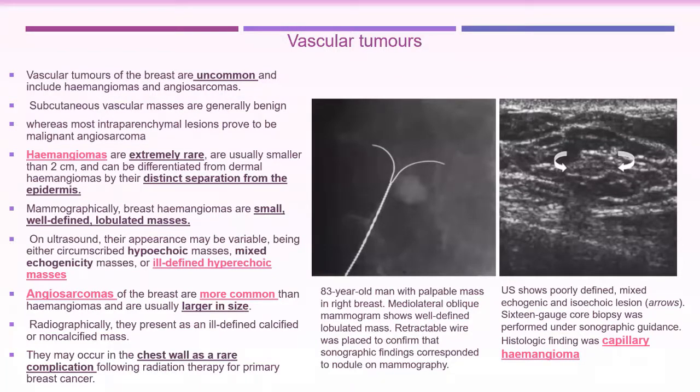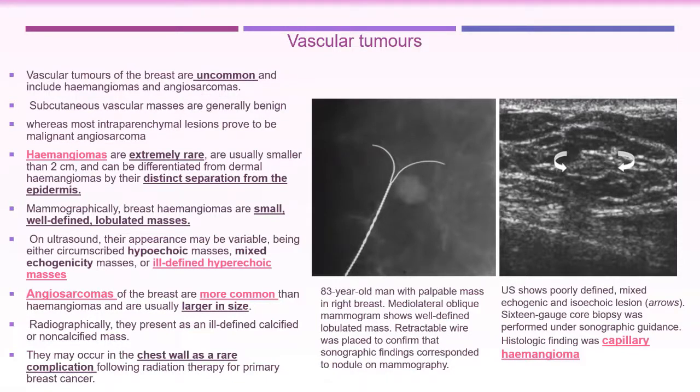If we see a lesion in the subcutaneous fat, more superficial, we think about a benign lesion like hemangioma, which is rarer. If we see a lesion inside the parenchyma, we have to think about a malignant vascular tumor like angiosarcoma, which is more common and usually a larger lesion. Hemangioma is usually a small, well-defined, lobulated mass. It can present with a wide range of presentations. Usually well-defined, but can be indistinct.